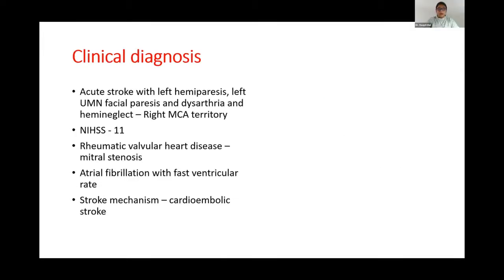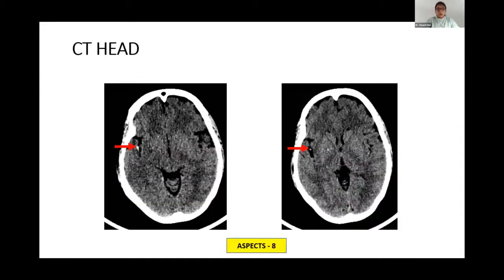So my clinical diagnosis was acute stroke with left hemiparesis, left upper motor neuron facial paresis, dysarthria and hemineglect, localizing to a right middle cerebral artery stroke with an NIHSS of 11, rheumatic valvular heart disease with mitral stenosis, atrial fibrillation with fast ventricular rate, with the stroke mechanism likely being cardioembolic. We activated the stroke protocol and she was rushed.